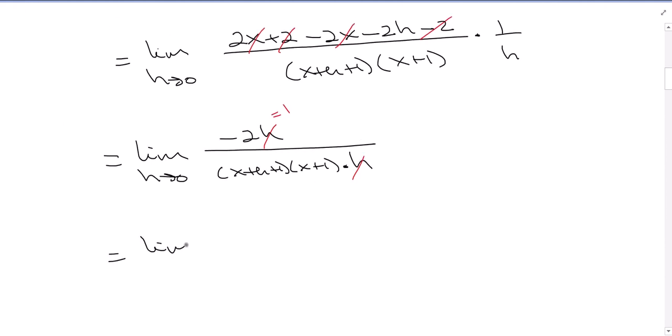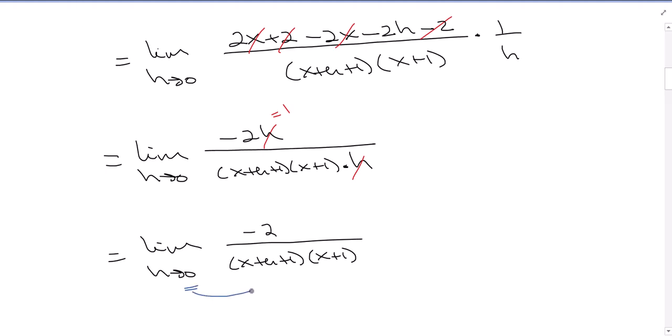So I'll have the limit as h goes to 0 of just negative 2 over x plus h plus 1, x plus 1. And remember, our goal when we're doing the difference quotient is to try to get rid of this h in the denominator. And at this point, I'm able to do that. Now when I plug in 0 for h, there's only one h. So plug it in there, and now I don't need my limit anymore, because when you plug in the value that the limit is approaching, you are taking the limit, so I don't need my limit notation anymore.